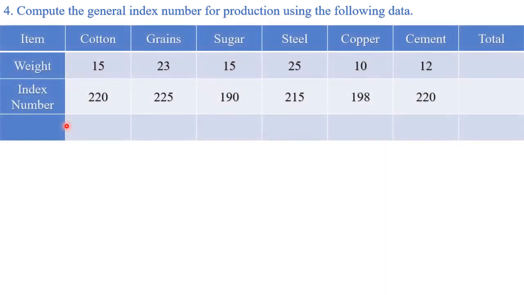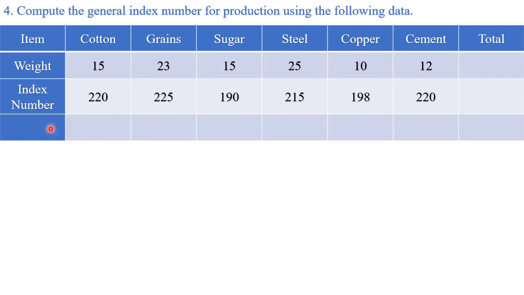Compute the general index number for production using the following data. So that's question number 4 for you. The data given is very simple, and this is going to be a very easy sum. Items are given: cotton, grain, sugar, steel, copper, and cement. The weights are given and index numbers are also given.